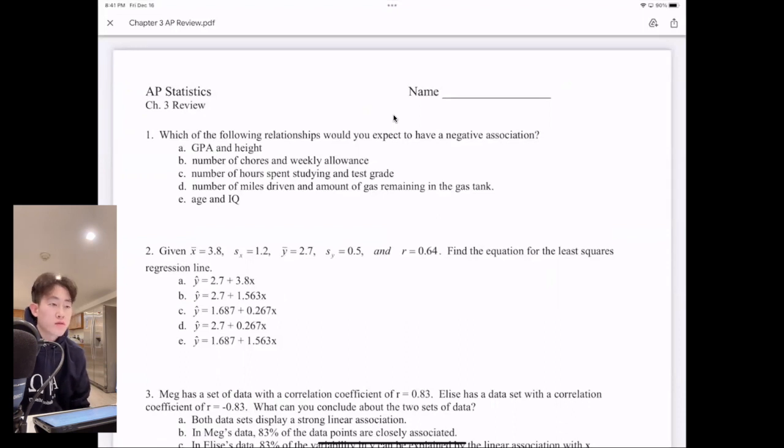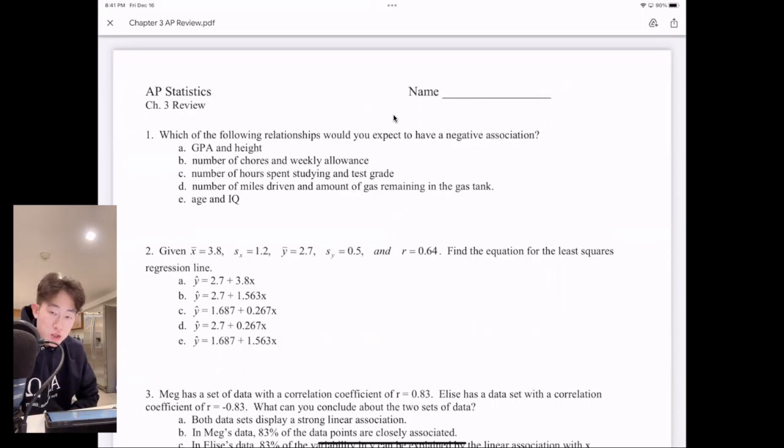I believe this chapter was very long in terms of the lessons, but when it comes down to the review packet, it wasn't that bad. I hope you were able to figure out that some of the questions are a little iffy, but most of these questions are very, very easy to do.